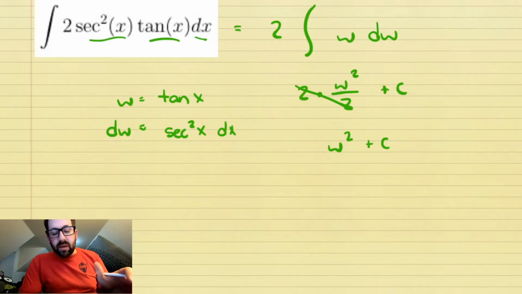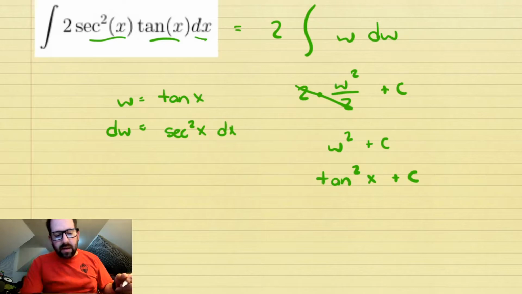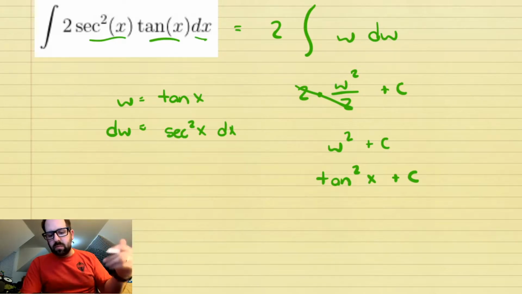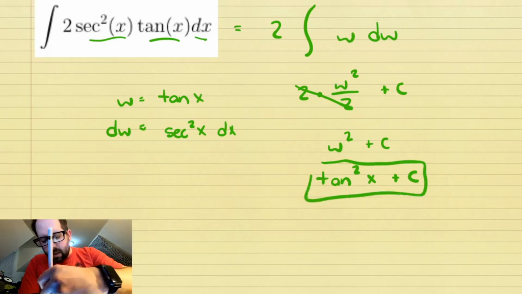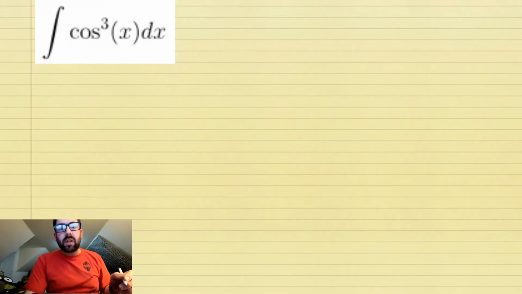Okay, so we've effectively simplified this. Now the last thing I have to do is substitute what w was. w was tangent. So what I have here is tangent squared x plus c. And that is my final antiderivative. And again, why was it squared? Because that was the w squared. So it's tangent squared. So there you go. That's my final answer. That's the antiderivative. All right, let's move on to the next one here.